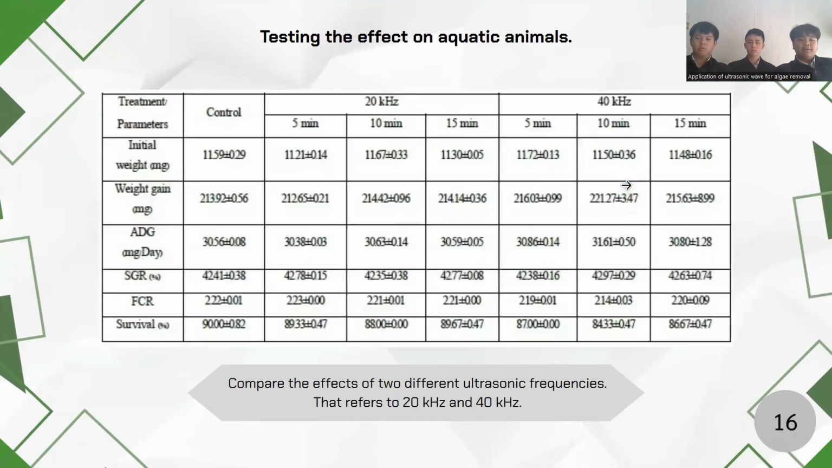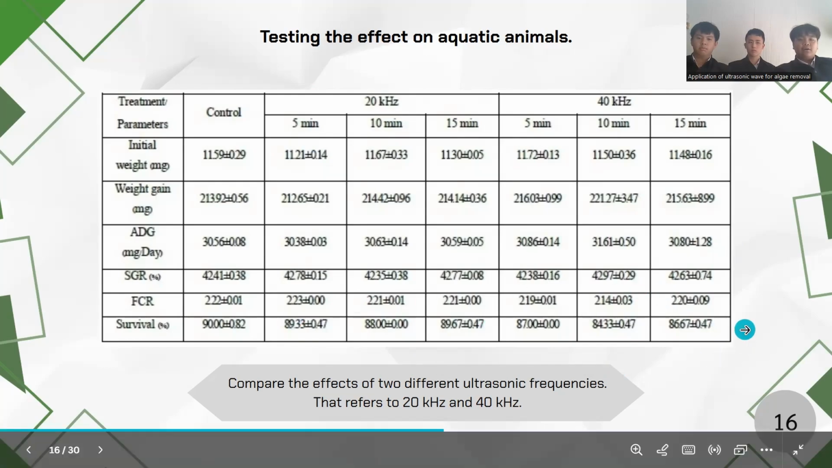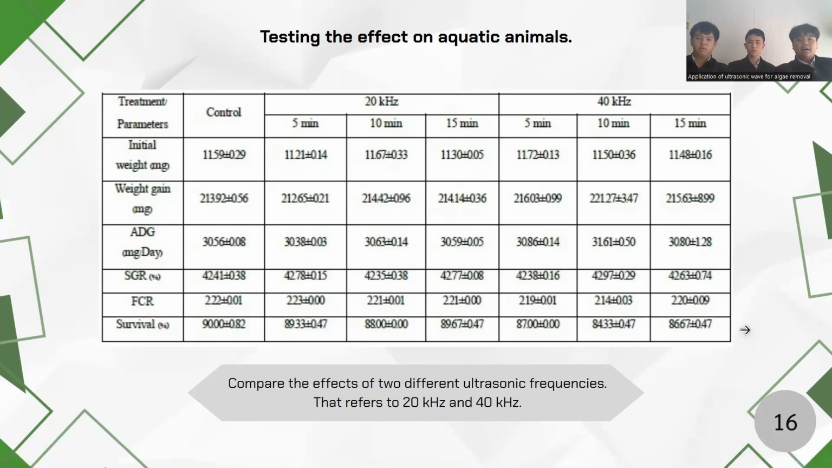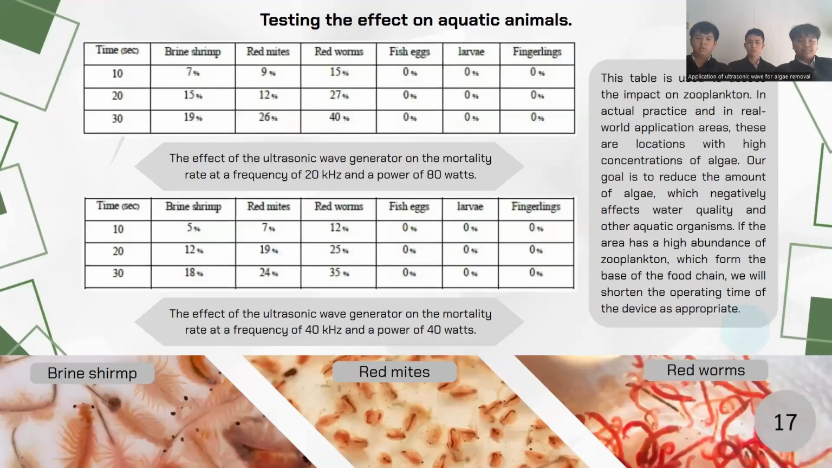Next, comparing the effect of two different ultrasonic frequencies, 20 and 40 kHz. This table shows that both ultrasonic frequencies had no significant different effect. The mortality in tilapia fish is due to natural selection rather than the experimental treatment. It can be concluded that the fish were not affected.